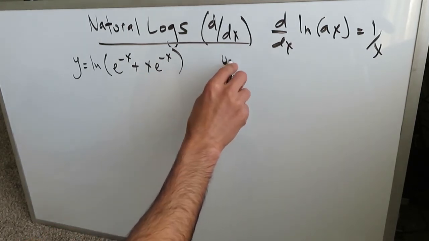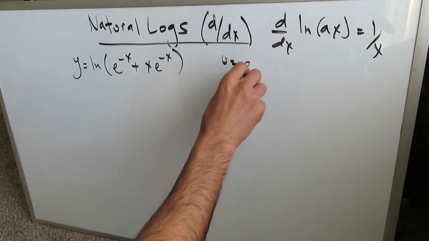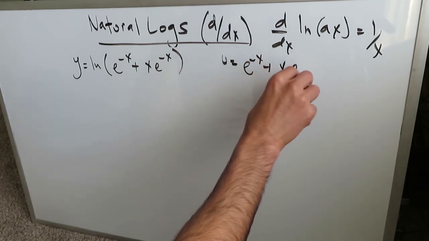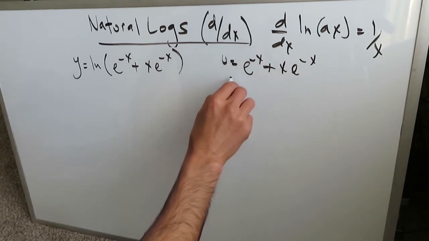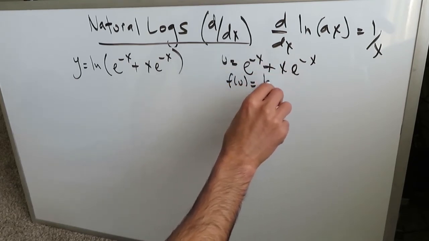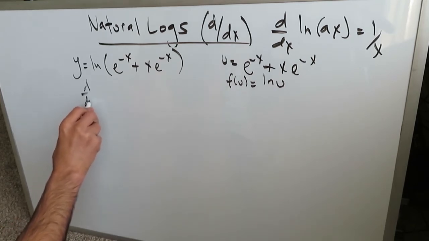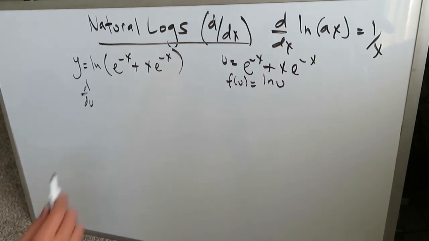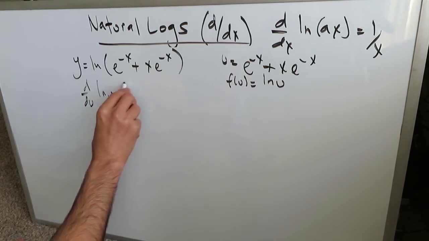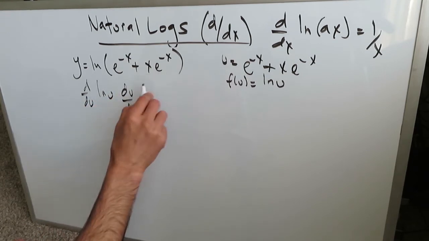We have to start initially with a substitution, because e to the minus x plus x e to the minus x is our substitution for u. Then the function with regards to that u will be just ln u. Now let's do the chain rule. d/du of ln u, and then du/dx, all of this.